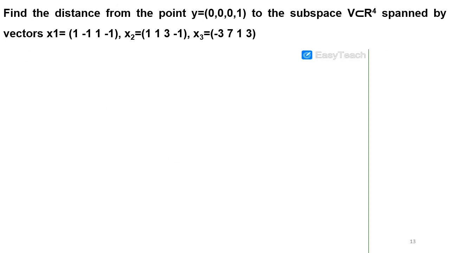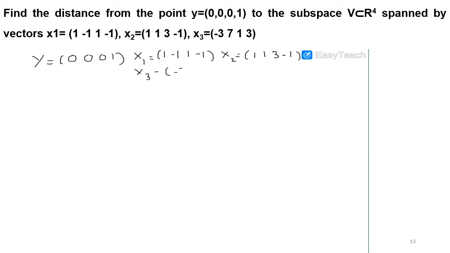In this problem, we need to find the distance from the point Y to a subspace V. The point Y is given as 0, 0, 0, 1, and the subspace has the basis vectors x1 is equal to 1, minus 1, 1, minus 1, x2 is equal to 1, 1, 3, minus 1, and x3 is equal to minus 3, 7, 1, 3.